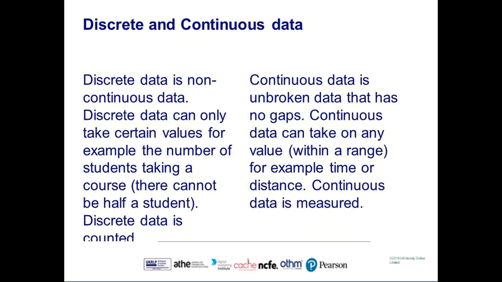Discrete is non-continuous data. Discrete data can only take certain values, for example the number of students taking a course. There cannot be half a student. Discrete data is counted. Continuous data is unbroken data that has no gaps. Continuous data can take on any value within a range.